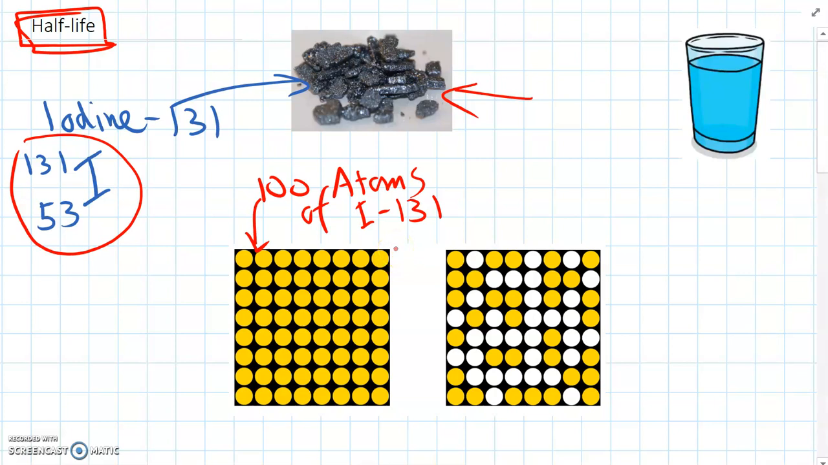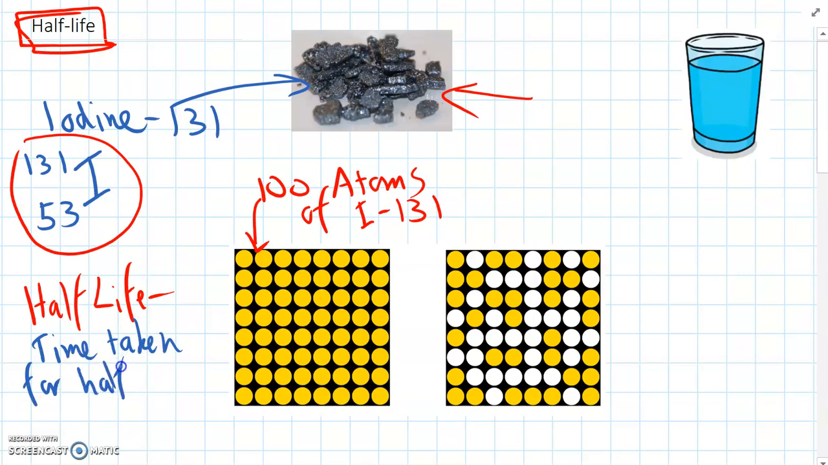And the amount of time that it takes is hard to measure because they're all taking a different amount of time. So the way we actually measure it for a whole element is we say, how long does it take for just half of those atoms to decay? And that's the half-life. So the half-life is the time taken for half the atoms in a sample to decay.